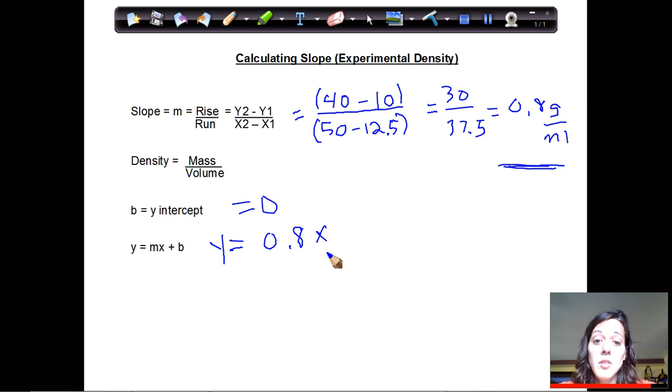Why is this useful? Because I can give you any volume and you can substitute that in for this x value, because we put the volume on the x-axis, multiply it by 0.8 and it will give you the corresponding mass. Or the opposite: I could give you the mass and you could calculate what the volume is. So that's why the equation of the line is useful.